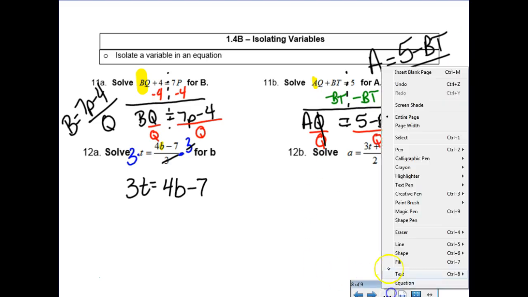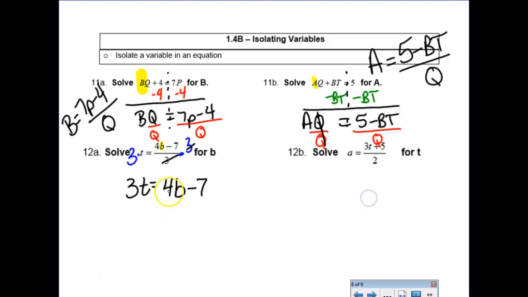So keep your eye on the prize. We're trying to solve for b. So this guy's locked down. And our next step in this equation to solve for b, I'd add the 7.